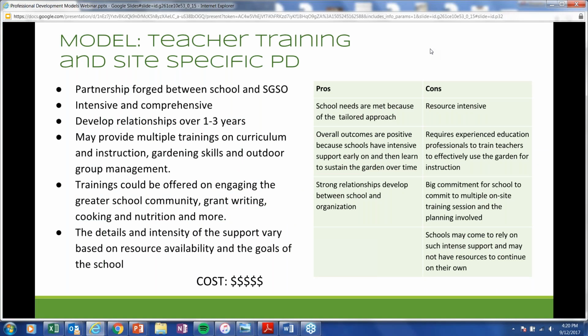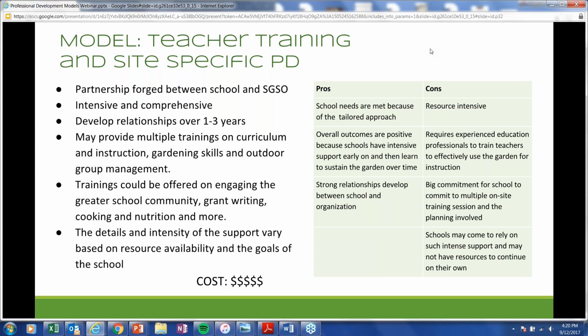Each one of our models, we spent a fair amount of time breaking down into 3 parts: a description of that model, the pros and cons of that model, and the general cost. I don't have a very specific $1 sign to $5 sign what it equals, but just know that 1 is very, very cheap and 5 could be quite expensive.